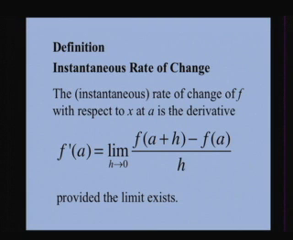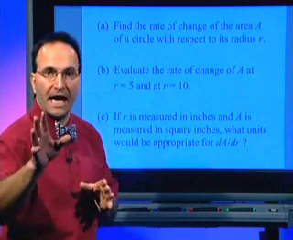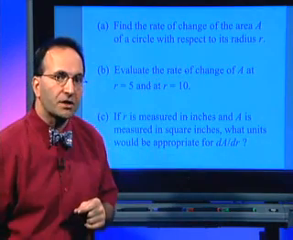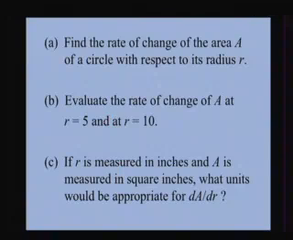Let's try this out by looking at an example. We want to find the rate of change of the area of a circle with respect to its radius. Evaluate the rate of change of the area A at r equals 5 and r equals 10. And then, if r is measured in inches and area A is measured in square inches, what units would be appropriate for the derivative of A with respect to r?